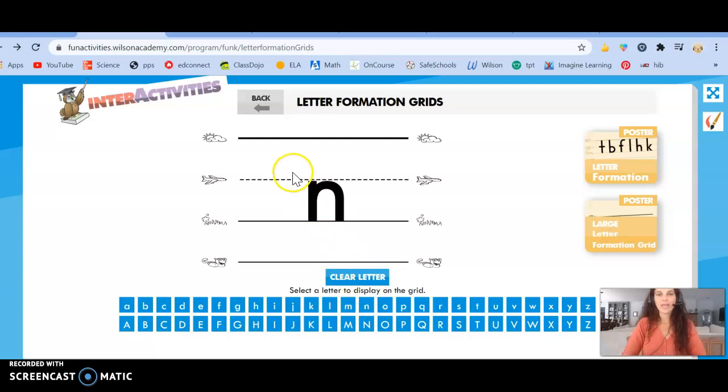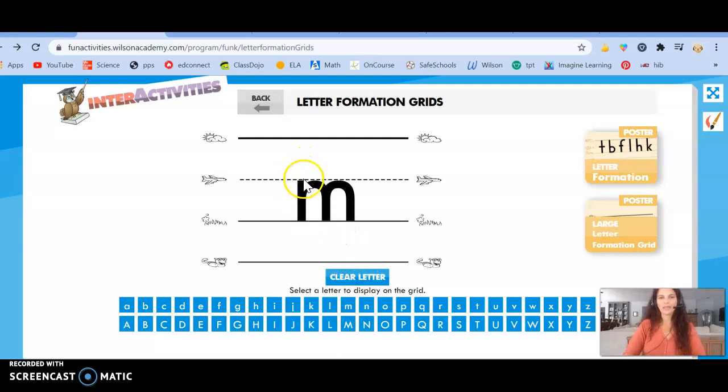All right, so here we go. I'm going to do the N. We start on the plane line. You go down to the grass, trace back up to the plane line, hump to the grass line. N, nut, N. Start on the plane, go down to the grass, trace back up, hump to the grass line. N, nut, N. One more time. Start on the plane line, go down to the grass line, go back up and hump to the plane line. N, nut, N.